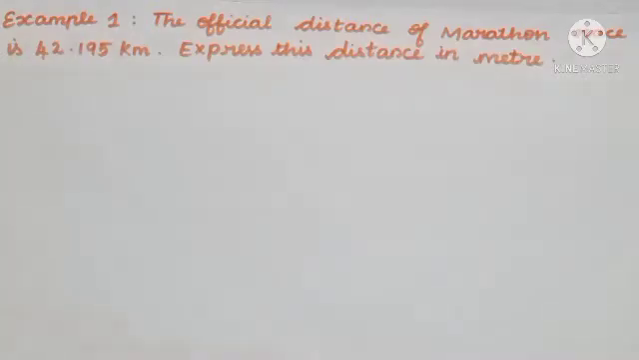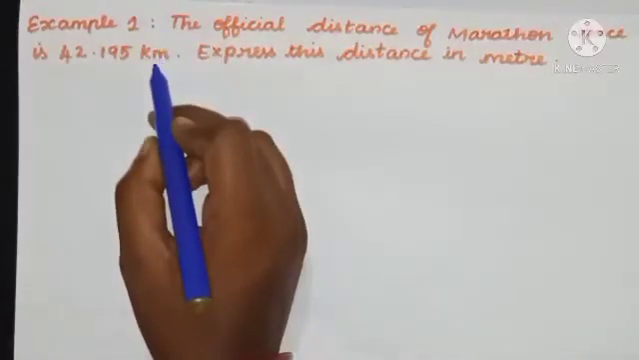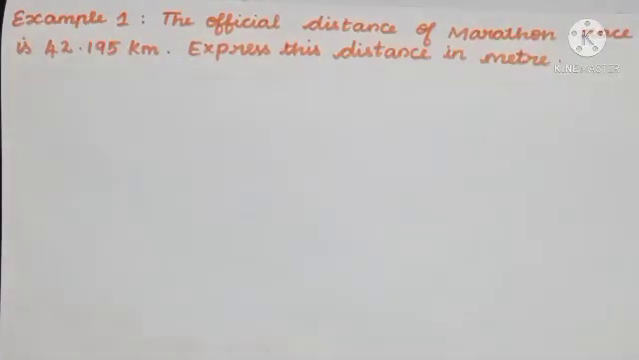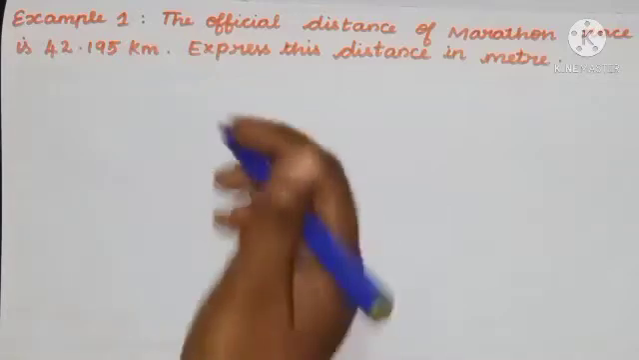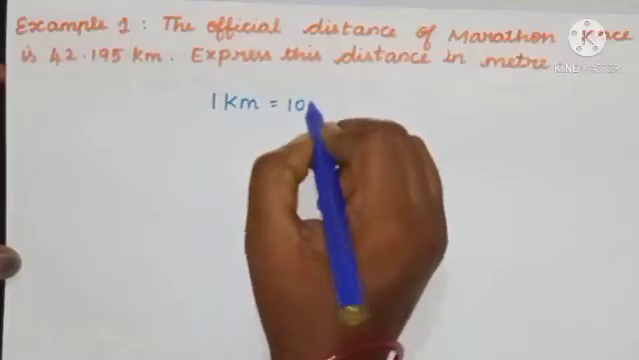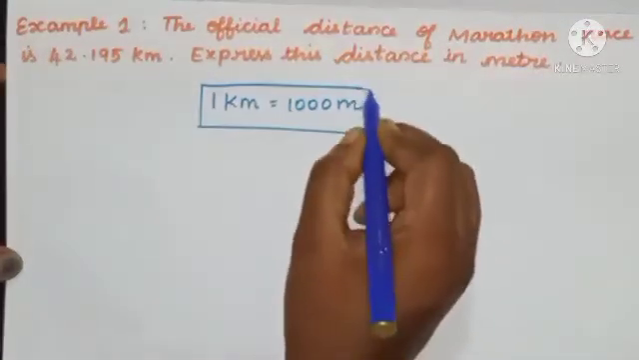Students, as you already know the conversion of metric units, when you have to convert higher unit to lower unit, you have to multiply the given measure. Here we have to convert higher unit to lower unit only. So you have to multiply the given measure by the powers of 10. As we already know, 1 kilometer is equal to 1000 meter.